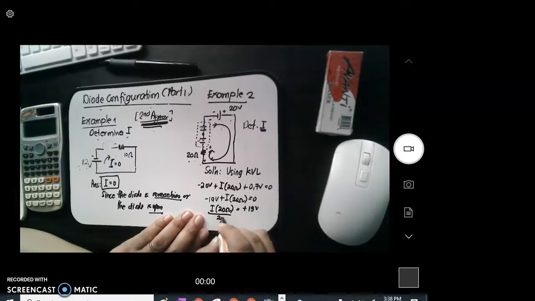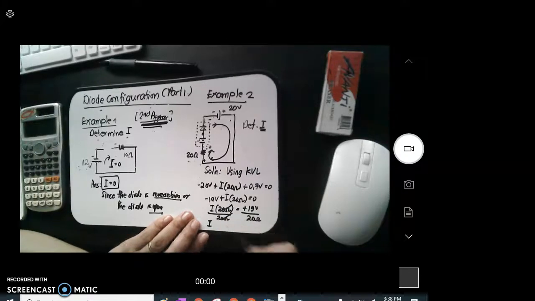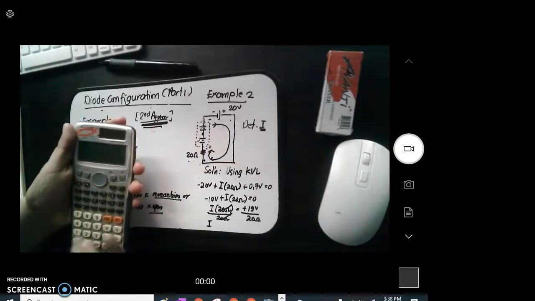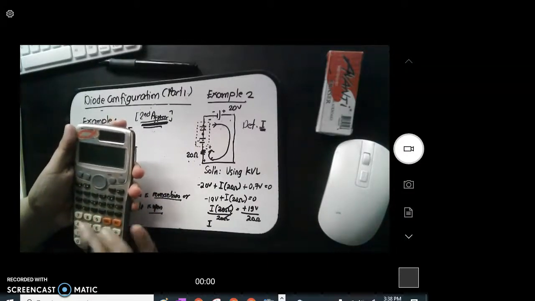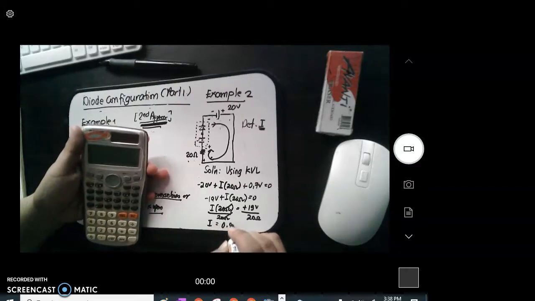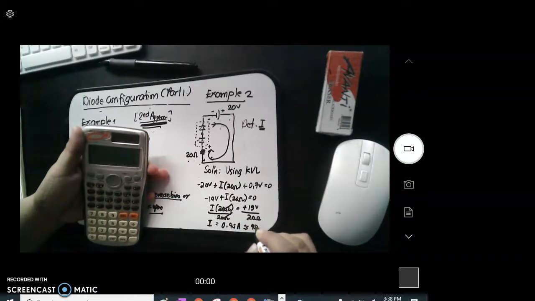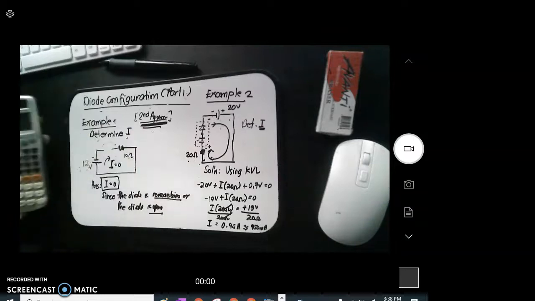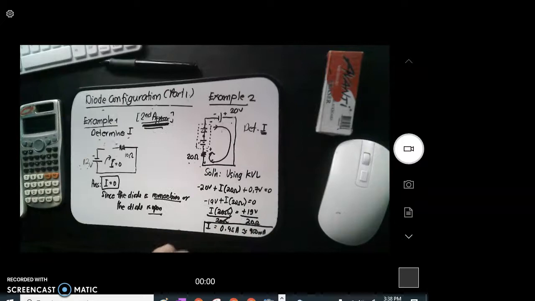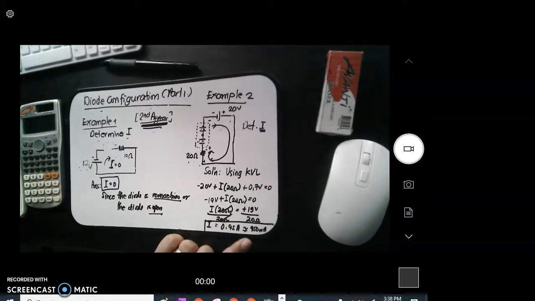So divide this by 20 ohms. Then the 20 ohms and 20 ohms will cancel out. So what I have here is 19 divided by 20 ohms, which will simply give you a value of 0.95 ampere, or that is 950 milliampere. Alright? So the value of your current is 0.95 ampere, or 950 milliampere.